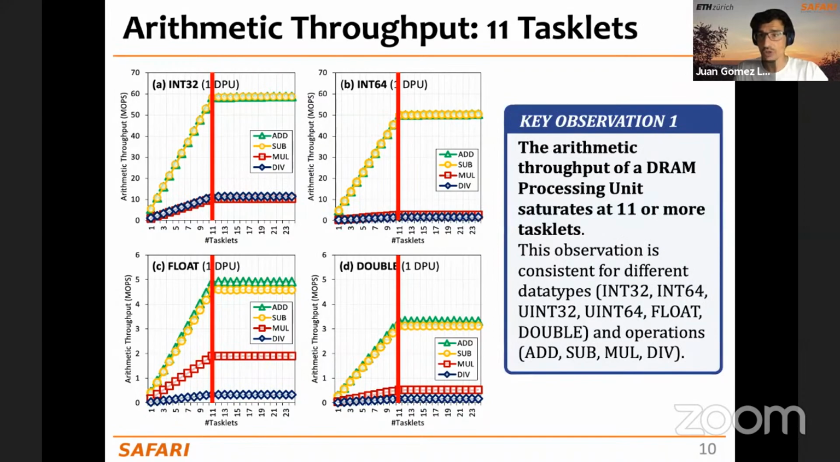The first key observation here is that the arithmetic throughput of the DPU saturates at 11 tasklets. This is consistent across data types and operations, and this is an important observation. It relates to the number of pipeline stages that we have in the pipeline. Recall that the number of pipeline stages is 14, but apparently the reason why the arithmetic throughput saturates at 11 and not 14 tasklets is that for a single tasklet, the dispatch unit can start issuing new instructions every 11 cycles. So it doesn't need to wait until the previous instruction has completely gone over the 14 stages of the pipeline.